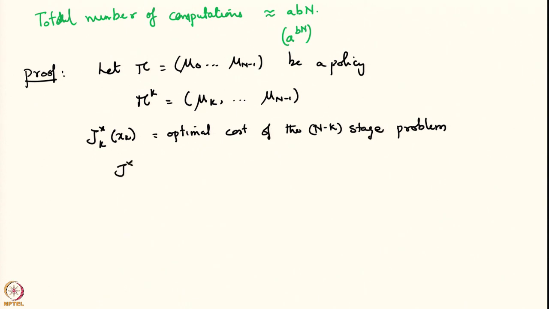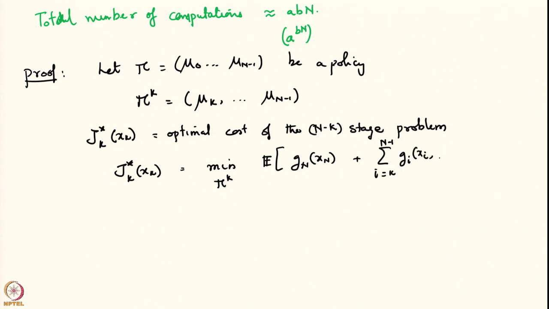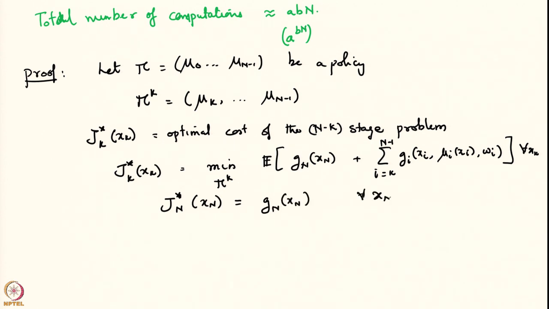So, the problem that starts from stage k and ends at time n. So, j star k is basically the minimum over all these truncated policies of the expectation of the terminal cost plus these stage-wise costs, starting from k up until n minus 1. So, this is j star k, and we want this of course for all x k. Similarly, let j star n be defined as g n of x n, and this is true for all x n.